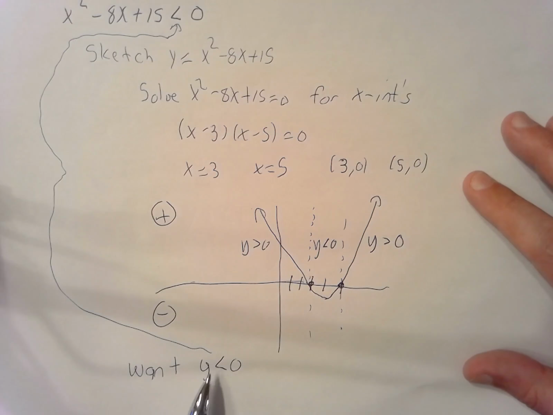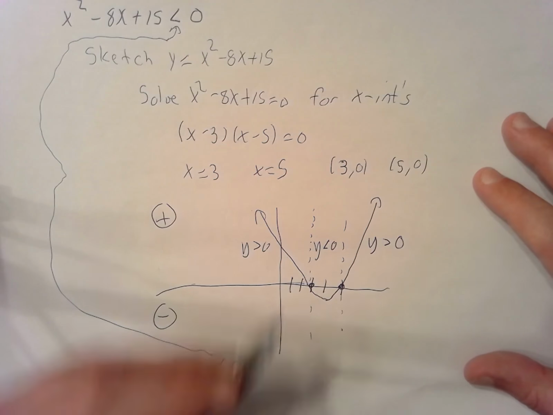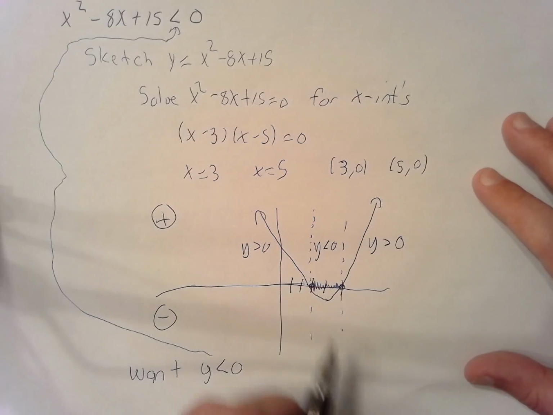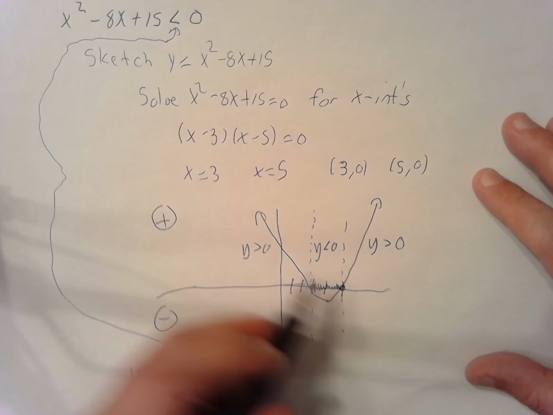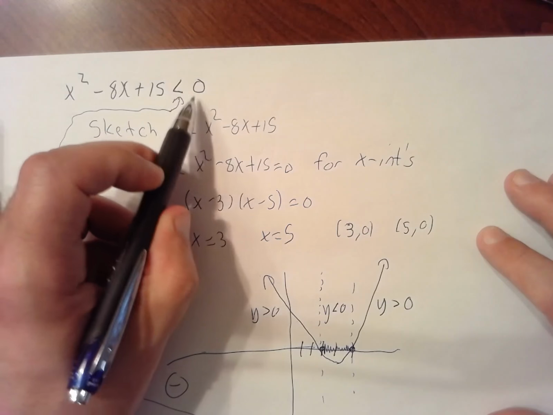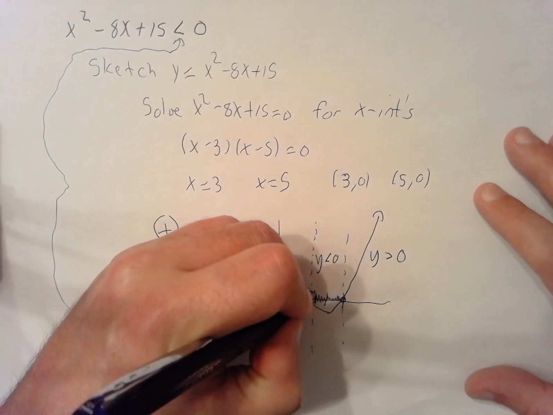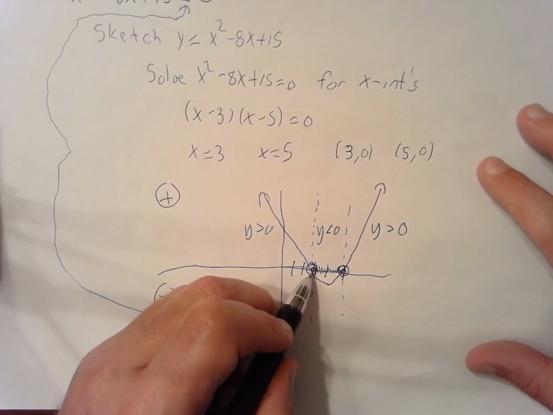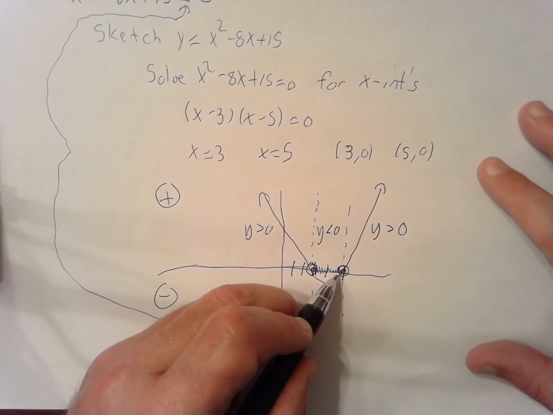I want the negative ones. So these are my relevant x values. All of these x values in here. From 3 to 5. Do I want to include the endpoints though? No, I don't have less than or equal to. If I had less than or equal to, I would include the endpoints. So I kind of want some open circles here. So everything between 3 and 5 gives me negative y values.